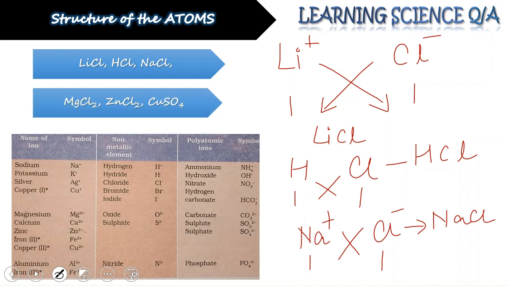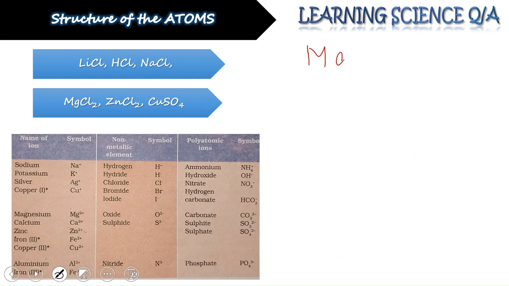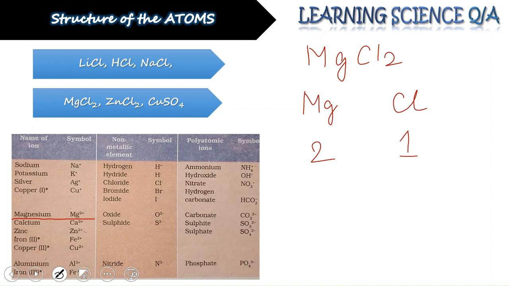Coming to the next set of compounds, we have MgCl2. How can it be formed? Mg being 2 plus, we can see the valency here. We have the charge 2 plus. Chlorine or the chloride ion being minus 1 charge, its charge would be written like this. By cross multiplying their charge, what you get is MgCl2.